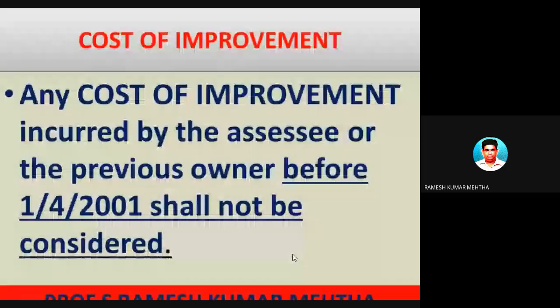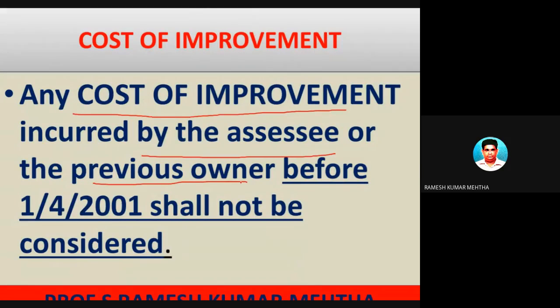This particular point is very important. This point you can note. Any cost of improvement, this is very, very important. Any cost of improvement incurred by the assessee or the previous owner before 1/4/2001 shall not be considered. Very important point, it should be ignored. Any improvement by the assessee or by the previous owner to the asset, if these improvements took place before 1/4/2001, should be ignored.